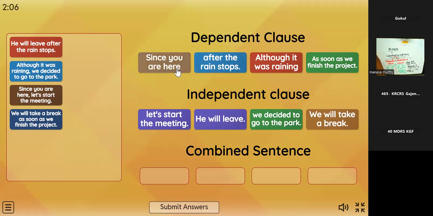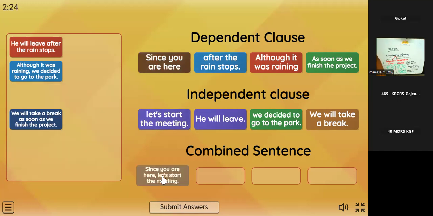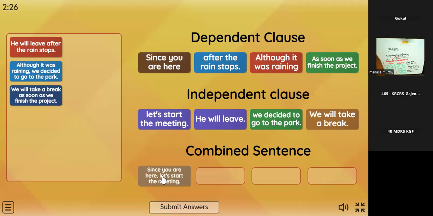So the first half of the sentence, the dependent clause sentences, are these four. Pertaining to the dependent clause, we have chosen the independent clause. Combining these two, that is dependent and independent, shall we frame the sentence? Since you are here, let's start the meeting. You can use both second person singular and plural.